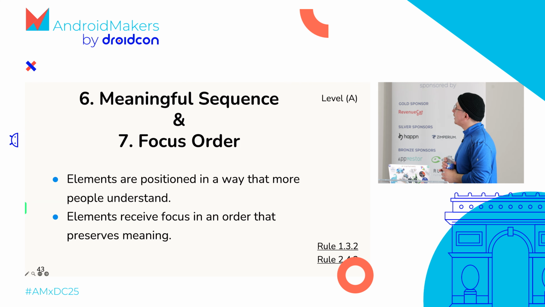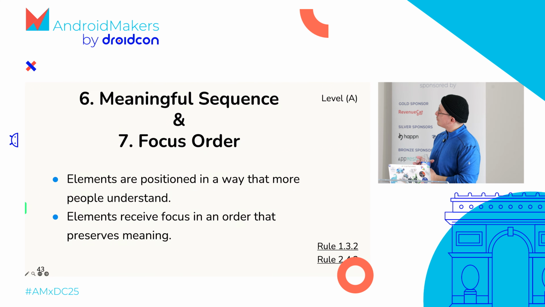Next two rules. There are two separate rules, but I believe they are really interconnected. So first is meaningful sequence, that element has to be positioned in a way that more people understand. What does it mean? It's pretty easy. So do not put your title at the bottom, for example, and your back button on the right. So just make an understandable layout.